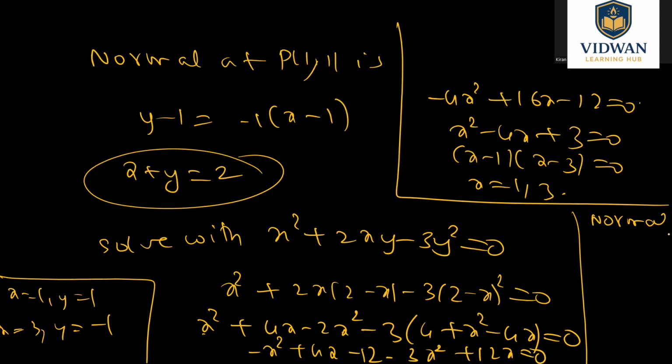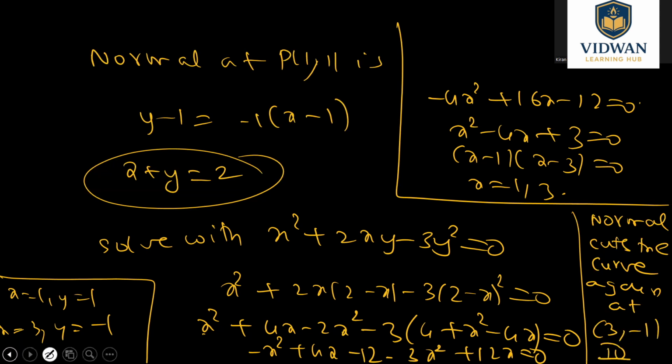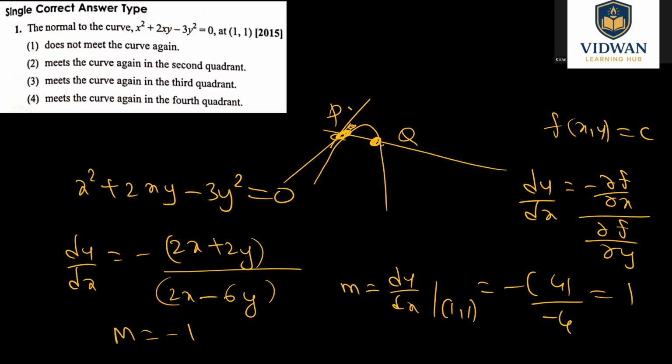Normal cuts the curve again at which point? 1, 1 was the original point which was already there. So 3, minus 1. And that is in which quadrant? Fourth quadrant. So this will be in fourth quadrant. So if you go back to the options, this meets the curve again in fourth quadrant. So the fourth option is the answer. So try the second question.